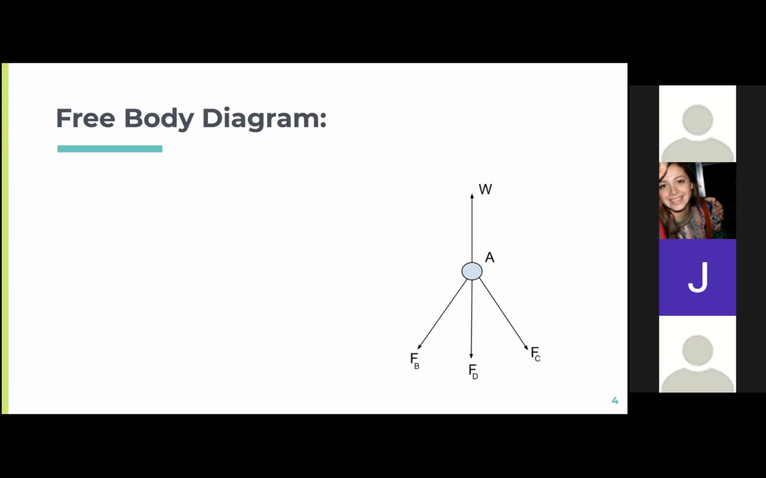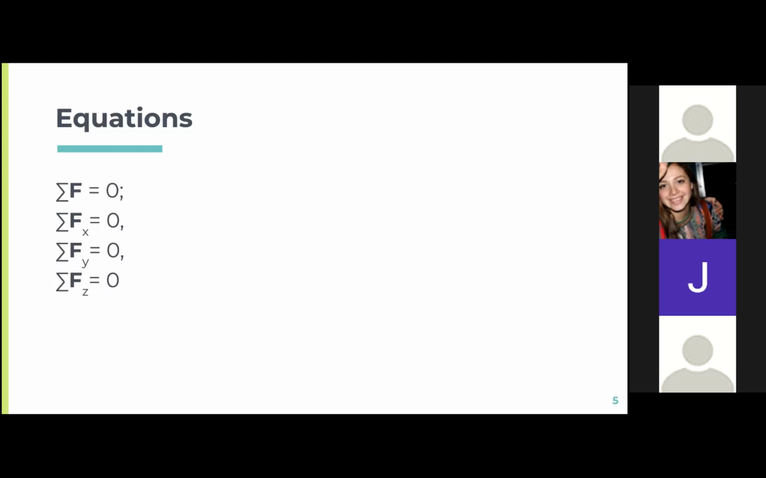Next, we have our free body diagram, which shows that the weight of the tire is being supported going up in the positive Z direction, while the tension in the chains goes down in the opposite direction from point A. The equations that we used in this project were F equals 0, Fx equals 0, Fy equals 0, and Fz equals 0, which will be shown during the calculation portion of this presentation.